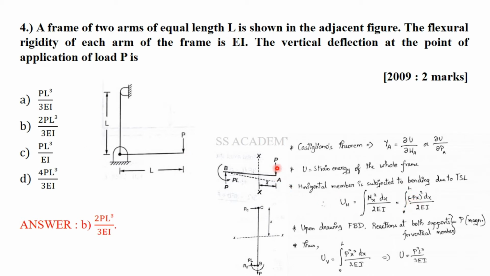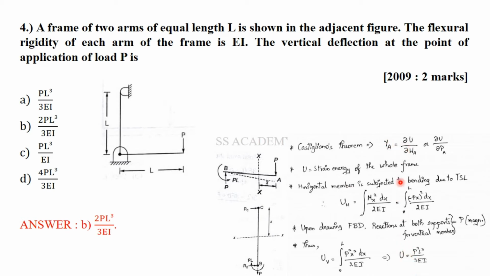Why is it minus Px? Because P is applied and at a distance x, the moment will be minus Px since it is acting downwards. So integral of (minus Px) whole square into dx by 2EI, 0 to L. Upon integrating, you will be getting a particular value. And similarly, for a vertical member, you are integrating from 0 to L, the moment whole square into dx by 2EI. You will be getting a strain energy value for this particular vertical member. So you must add both and you will be getting the total strain energy of the whole frame.